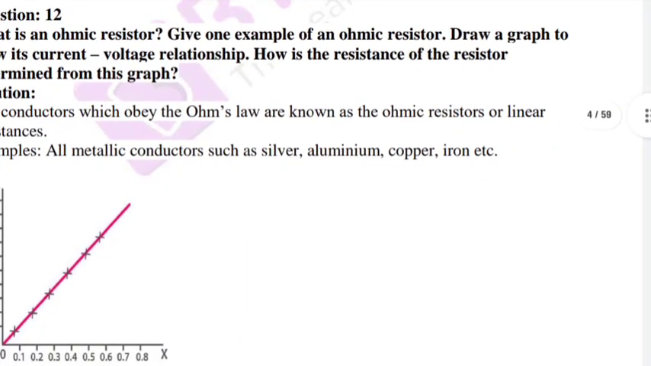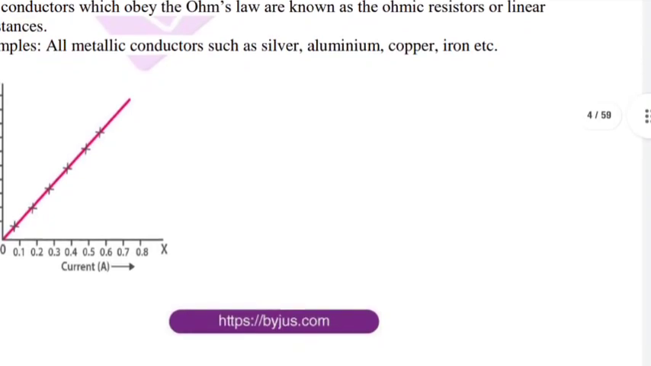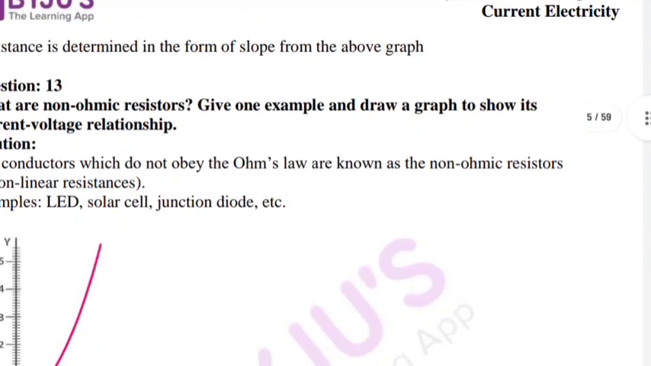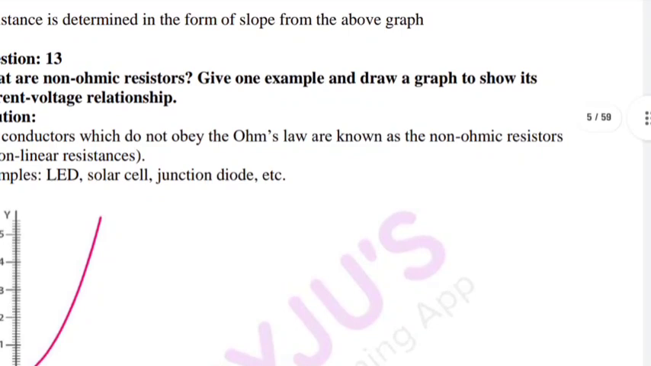Question number 12: what is an ohmic resistor? Give an example of an ohmic resistor. Draw a graph and show its current-voltage relationship. How is the resistance of a resistor determined from this graph? The conductors which obey Ohm's law are known as ohmic resistors or linear resistors. Examples of ohmic resistors are all metallic conductors such as silver, aluminum, copper, iron, etc. Its resistance is defined by the slope of the graph. Here in the graph the resistance is shown.